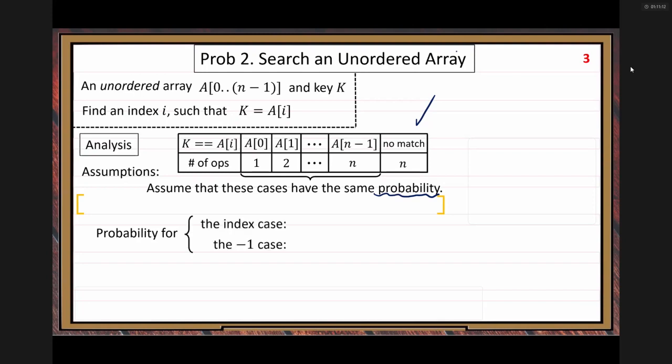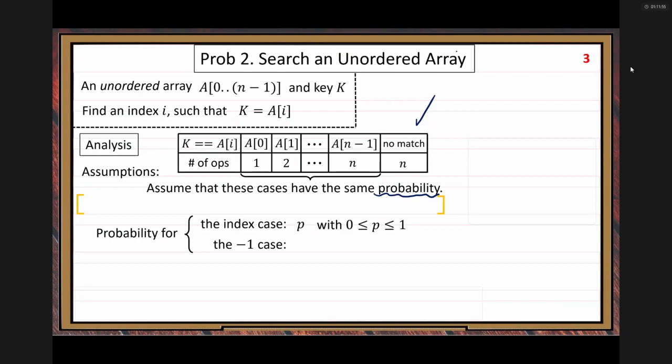So here we assume the probability for the index case. That means the key can be found in the given array, and your function returns a valid index value. That's the index case. The probability here we assume is a certain number p, in the range between 0 and 1, the typical probability range. When you do the calculation, that p number should be known.